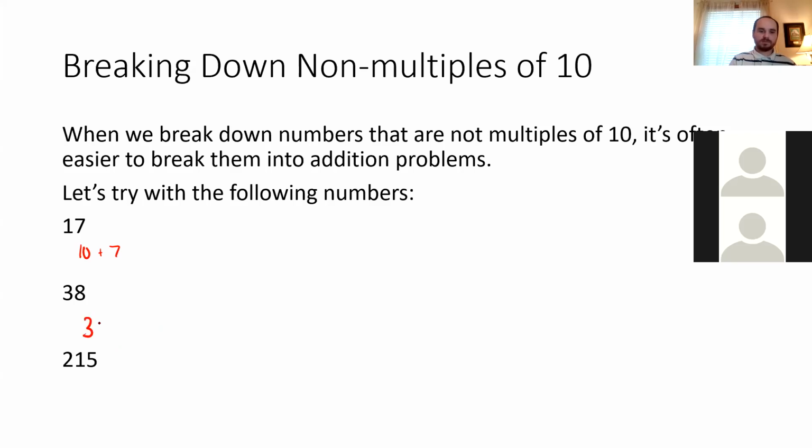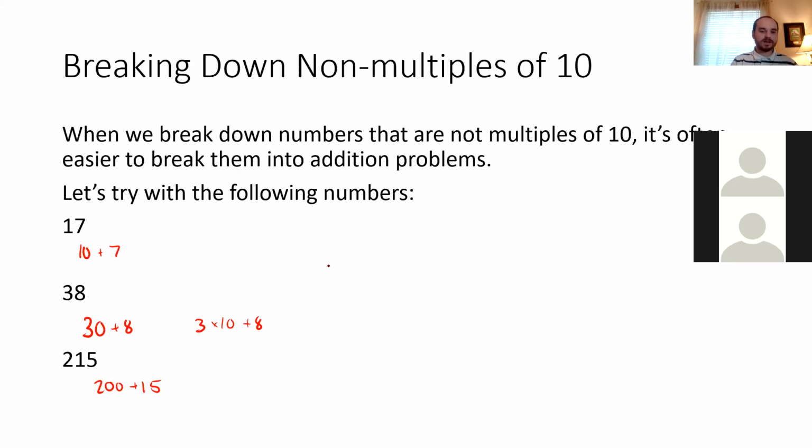30 plus 8, exactly. Now we could be really mean and break this down into 3 times 10 plus 8 if you just really want to break these up, but you don't necessarily need to do that at this point. What about 215? 200 plus 15. Yep. So I'm seeing a lot of this. That does work, but we can go a little bit further than that.